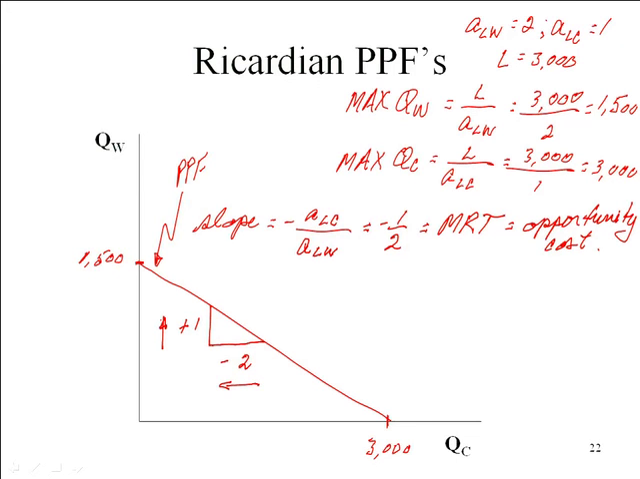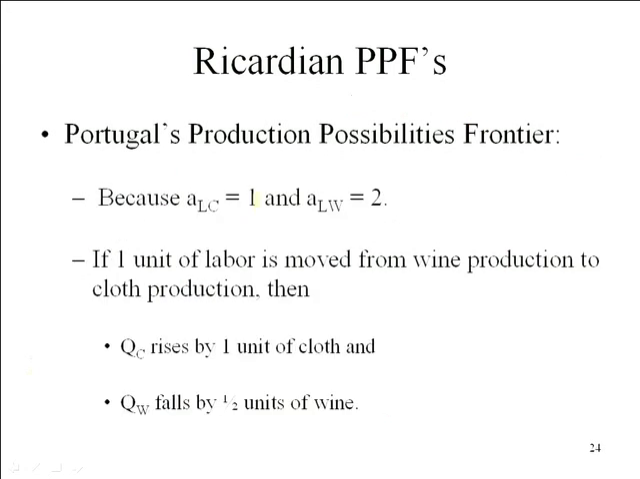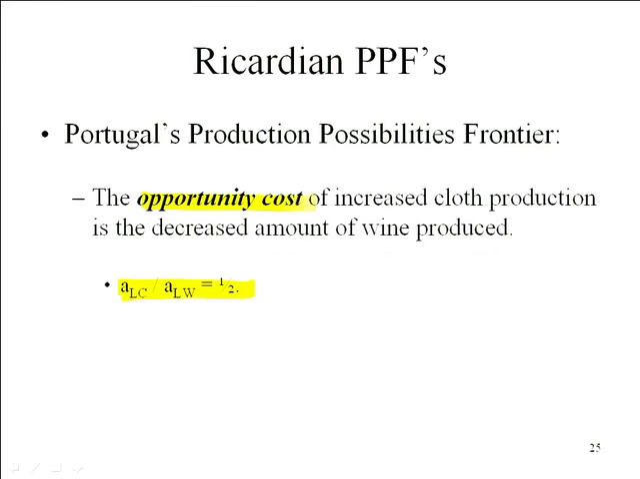Okay, so again, one of the things that we can talk about is the opportunity cost of increasing cloth production. As long as we remember our unit labor requirements, if we want to increase cloth production, we need more workers in cloth, so we need to move them out of wine production. To increase cloth production by 1 unit, we need 1 unit of labor. As we take 1 unit of labor out of wine production, we're going to lose 1/2 unit of wine. So that gives us this ratio of 1/2, which is just the ratio of the unit labor requirements between cloth and wine.